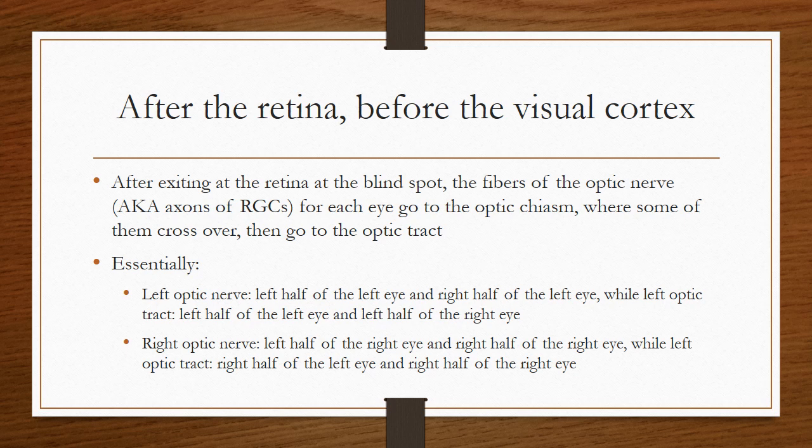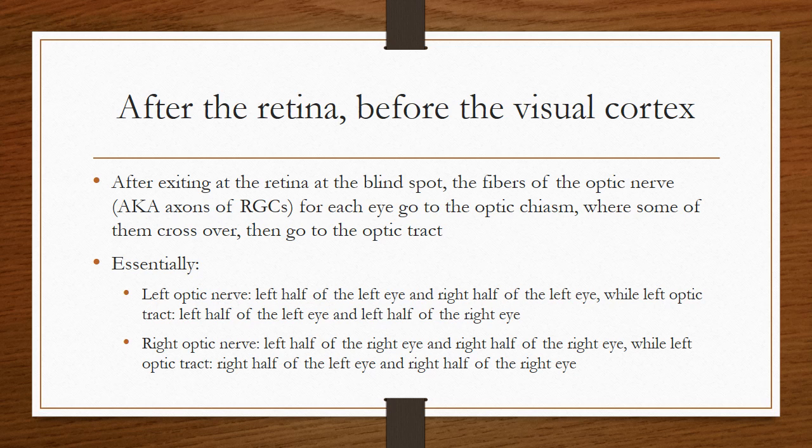So essentially what happens, and this is going to be a little bit confusing at first, we'll explain it in a diagram right after this, is in the left optic nerve, before the chiasm, you have the left half of the left eye and the right half of the left eye. So you have all of the left eye. But after, in the optic tract, you have the left half of the left eye and the left half of the right eye. So some of the fibers cross over.